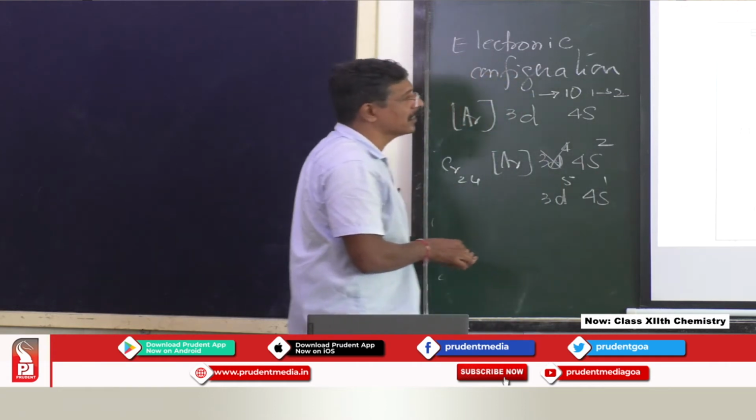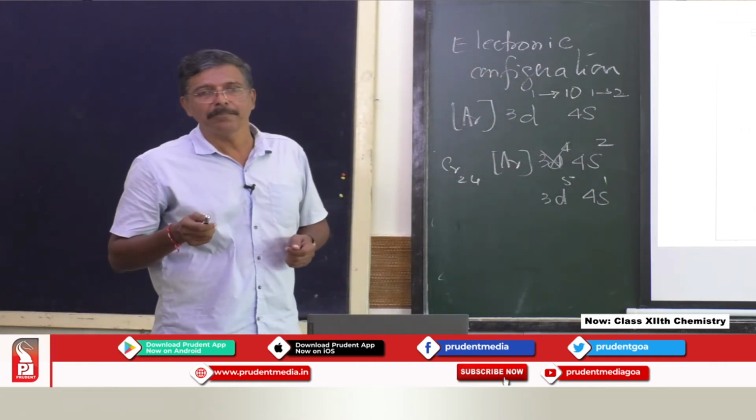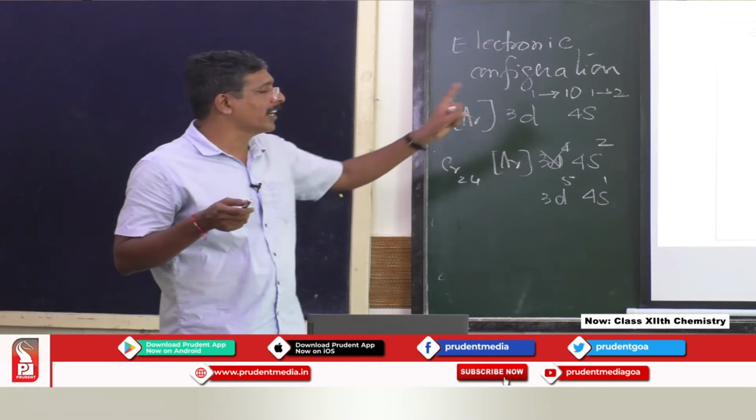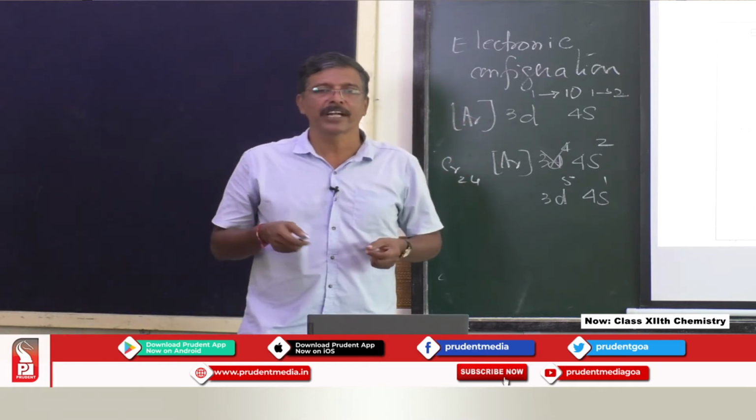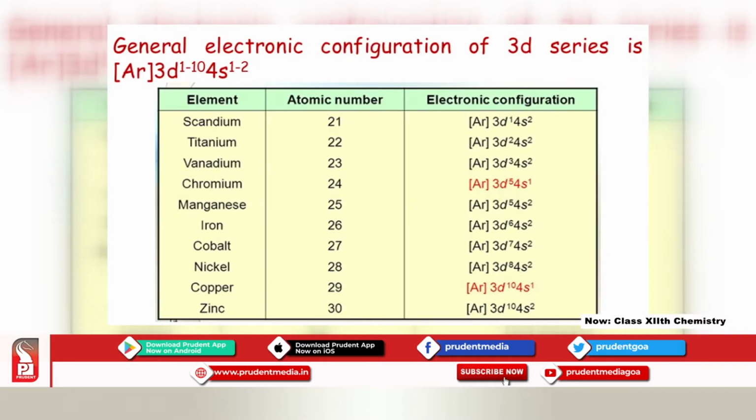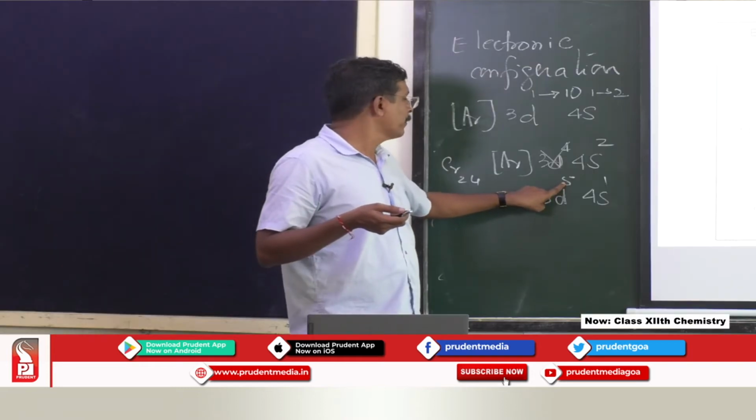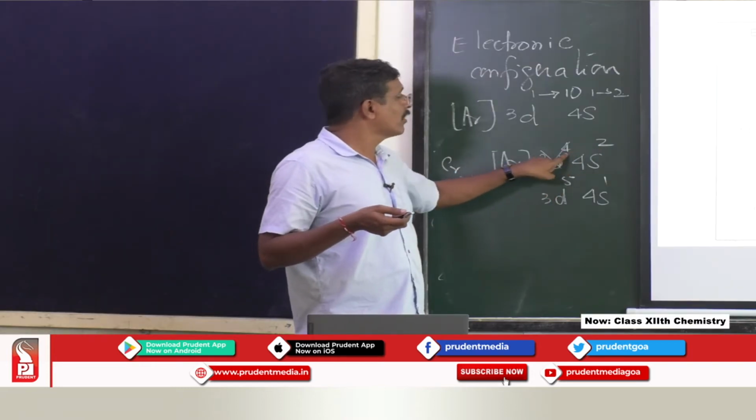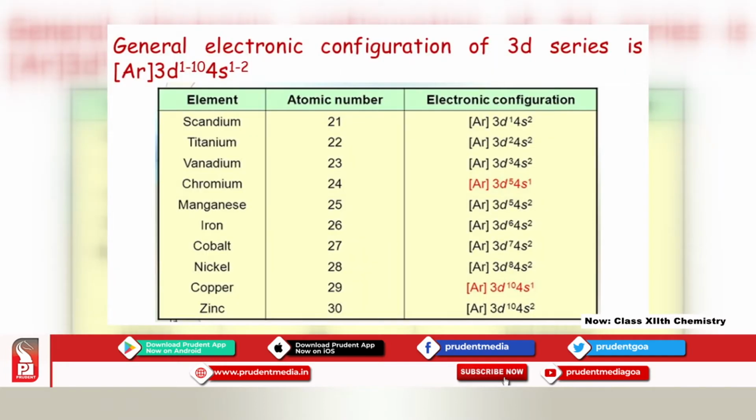The reason is, we know that D can hold a maximum of 10 electrons. All the elements usually want to have a stable electronic configuration. D10 is the stable electronic configuration. The next stability it gets is at half of 10, that means 5. So the elements want to have a stable electronic configuration, that means they want to have d5. So what happens? The 3d4 will take one electron from the S and it will become 3d5. It is shown in red color. Chromium shows Ar 3d5 4s1.